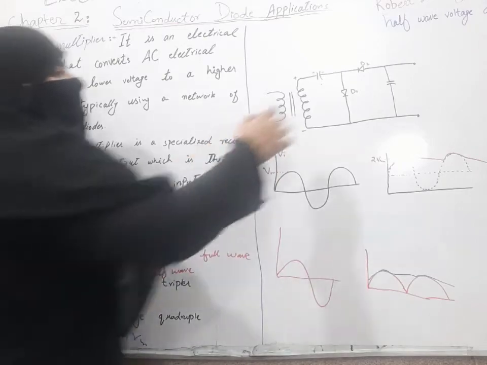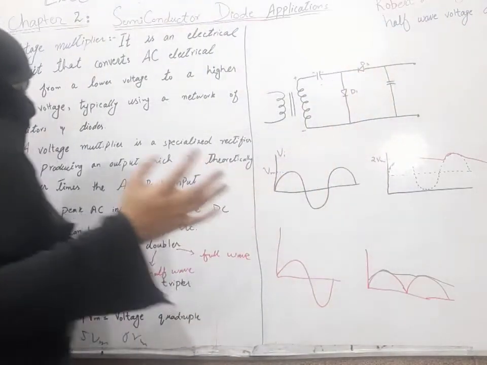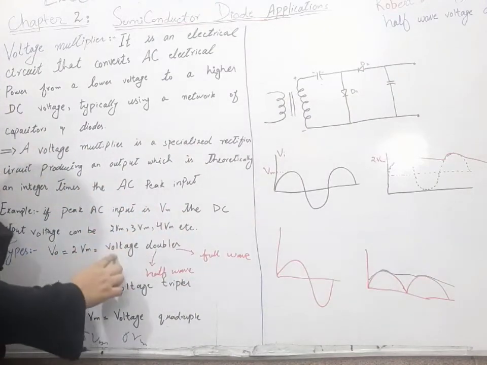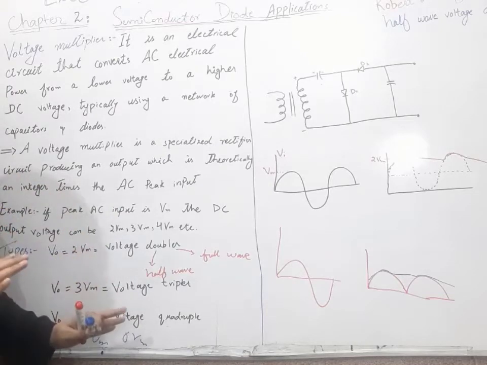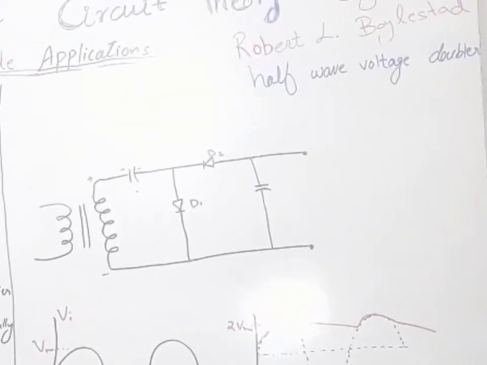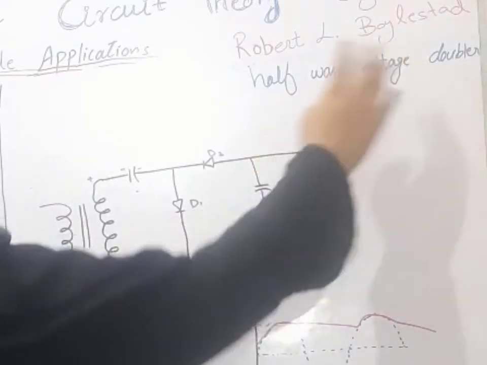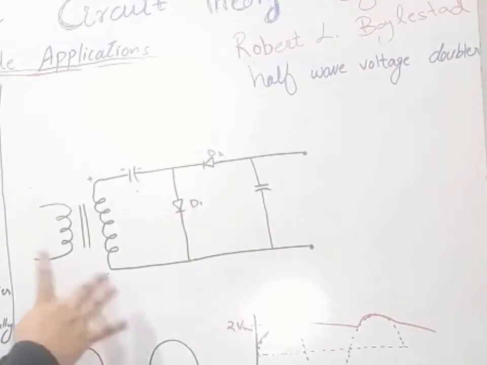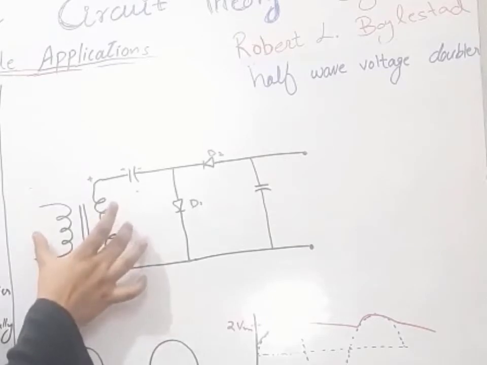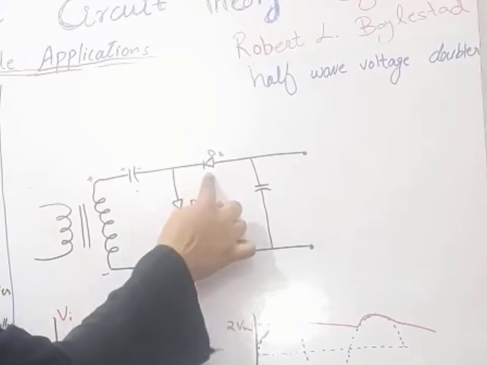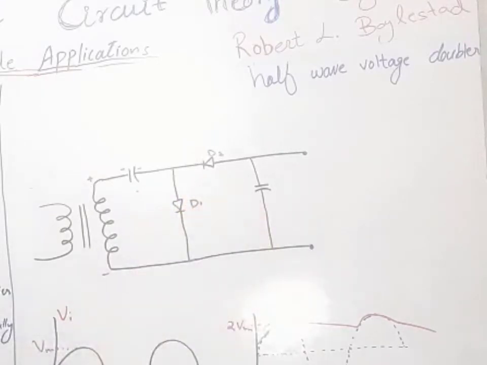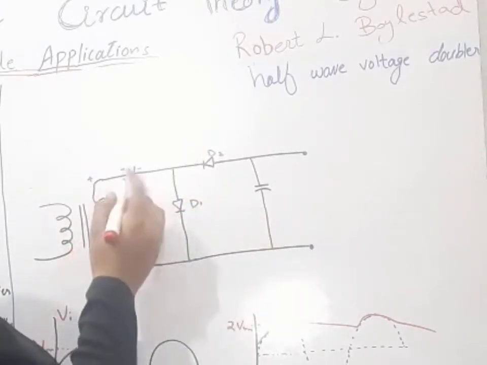So now, the half wave voltage doubler. Our book contains only the voltage doubler, tripler, and quadrupler, so we will discuss only these, not the other voltage multiplier types. This is the circuit diagram of the half wave voltage doubler, and this is our transformer. This is our capacitor C1, this is diode D1, diode D2, and this is capacitor C2.